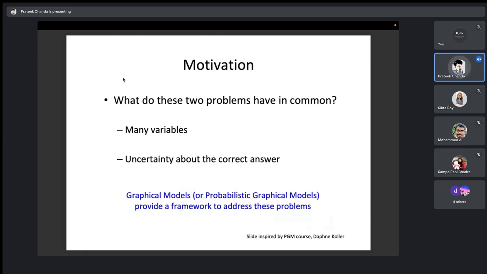And lastly, the main thing is, you are not certain what the correct answer is. In medical diagnosis, you are not certain what the underlying disease is. You can just infer from different lab tests, and you might not get clear patterns in the medical lab tests, so you can't infer at those points. Similarly for image segmentation and other applications. So graphical models provide a framework to address this kind of problem where you have many variables and you have uncertainty about the correct answer.